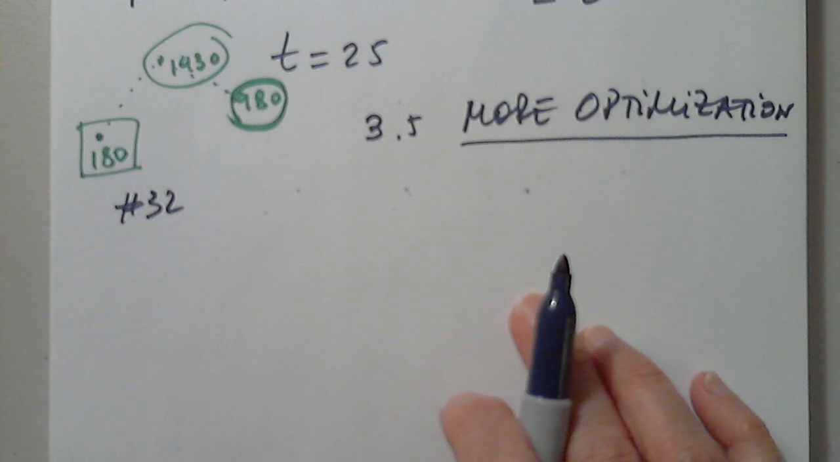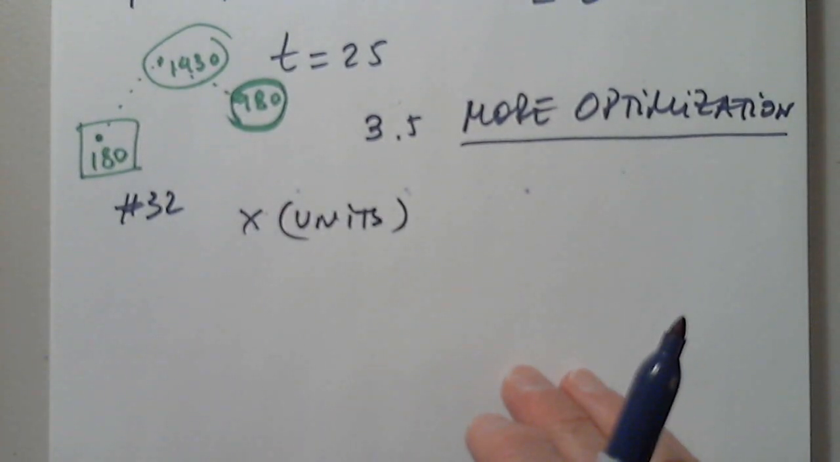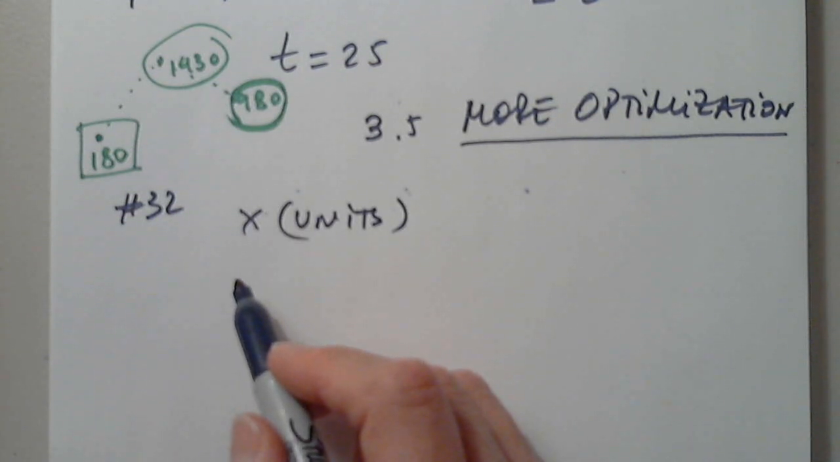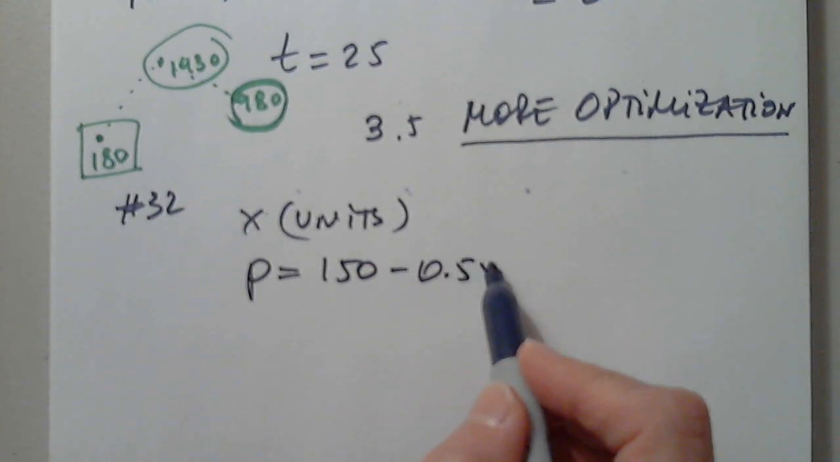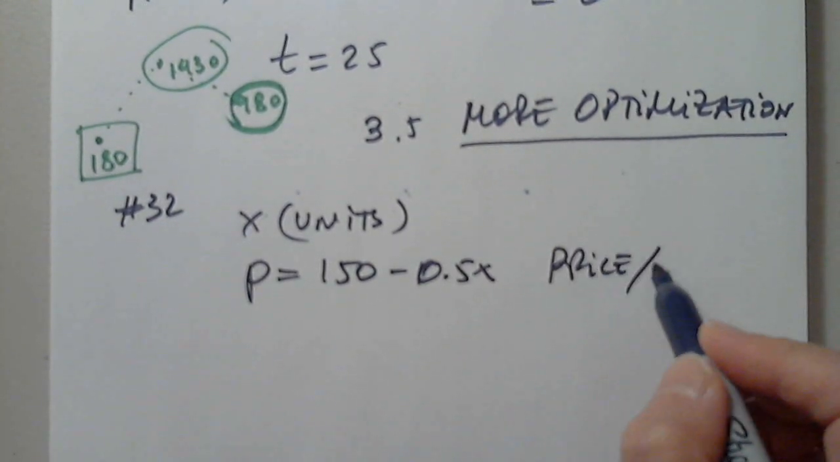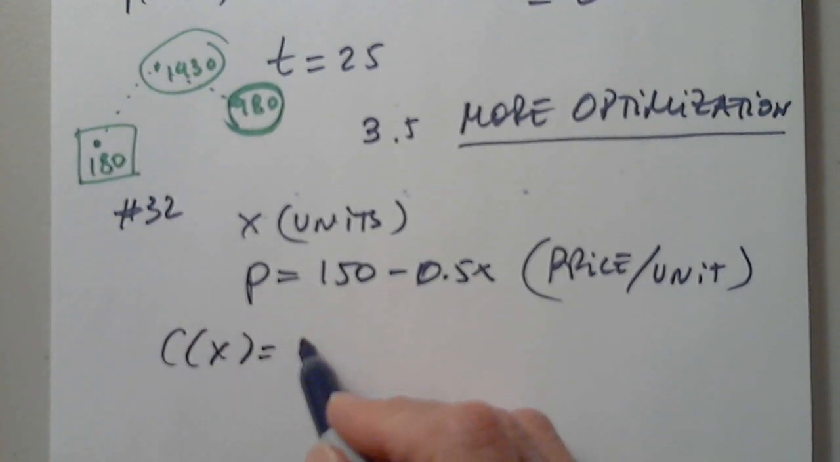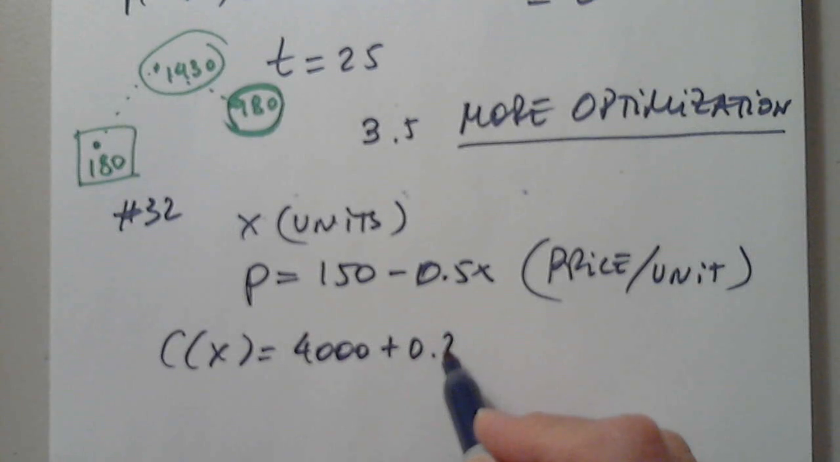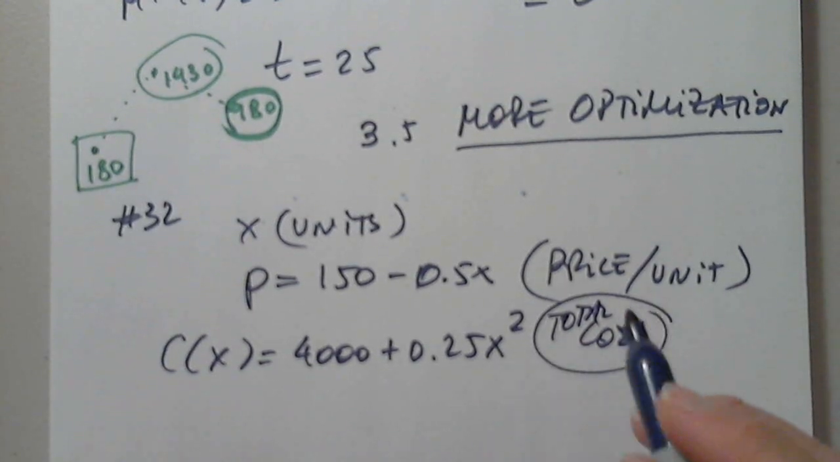So Rags Limited, a clothing firm, determines that in order to sell x suits, so x units, the price per suit, per unit, will be the price per unit, lowercase p, 150 minus 0.5x. It also determines that the total cost of producing x suits, C of x, equals 4,000 plus 0.25x squared. So that's the total cost.